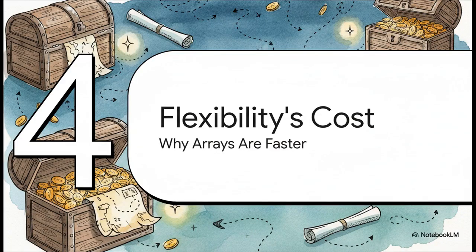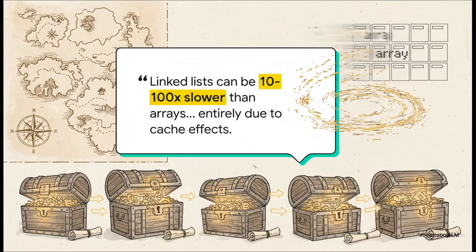Okay, so this all sounds amazing, right? This flexibility, this clever pointer magic, it seems like the perfect solution. But all of this comes with a hidden cost, and in the real world, it's a very significant cost. You see, if you look at the theory, just reading every item in a linked list should take about the same amount of time as reading every item in an array. They're both O(n), after all. But in the real world, it's not even close. A linked list can be 10, 50, even 100 times slower.